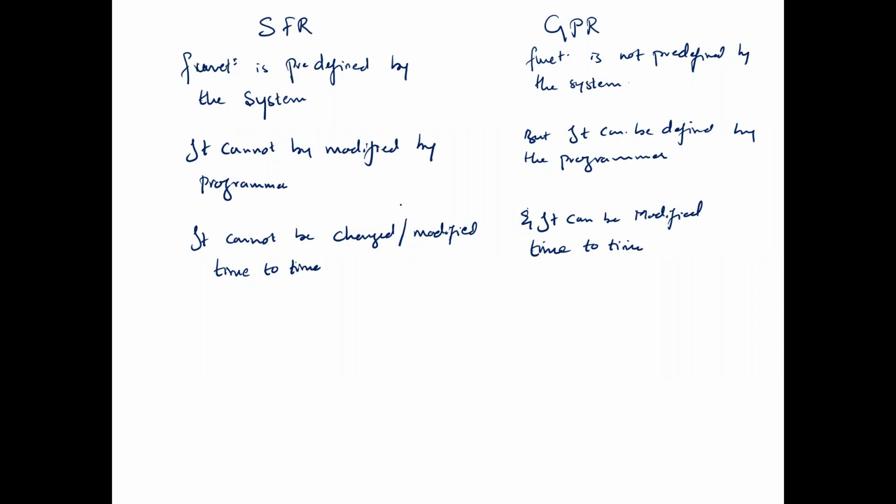Now, what is the similarity of SFR and GPR? These are the differences. Now, what is the similarity? The similarity is where they reside, GPR and SFR? The processor. So the similarity is that SFR is also called processor memory and GPR is also called processor memory.